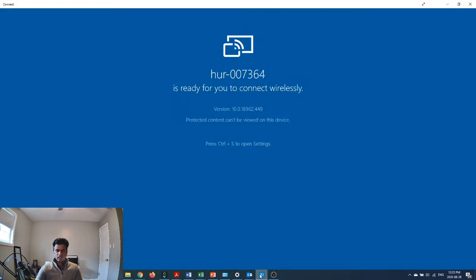Let's see if we can connect it. Not sure. Okay, I'm having some trouble connecting my tablet to the computer.